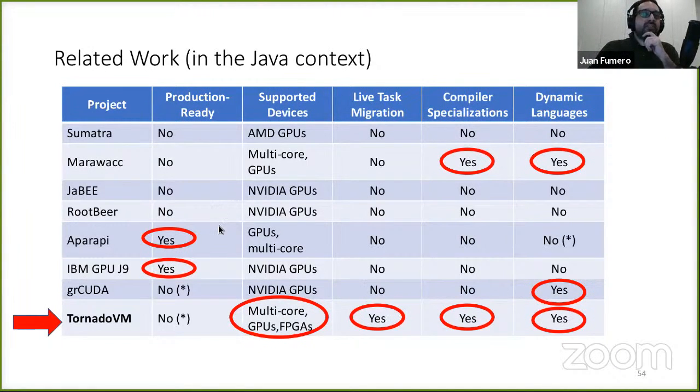I think the reference ones are Sumatra and Aparapi. Aparapi, I think, is the most common one. I think people are actually using it. You can target multi-core and GPUs. I think there is some research work around FPGAs. It's not integrated in the master branch, but I think you can get it. But it doesn't perform live task migration or compiler specialization, or as far as I know, it doesn't support dynamic languages.